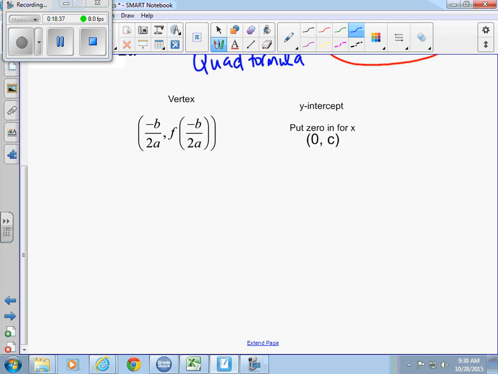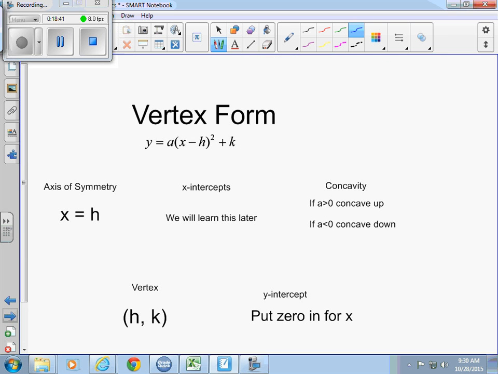So don't let yourself get stumped on anything and go, oh, I can't do that. You will see when we do some word problems how it is nice to have the vertex formula, in case you can't get your window set, you can find it by hand. But we also have a calculator.